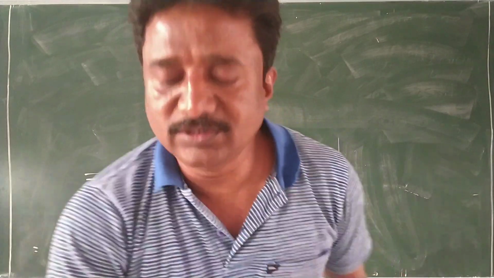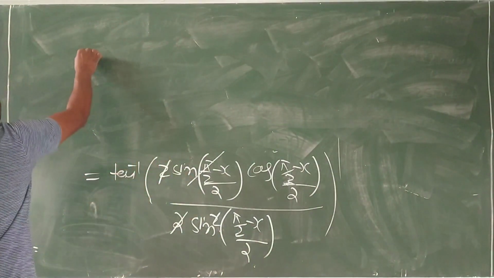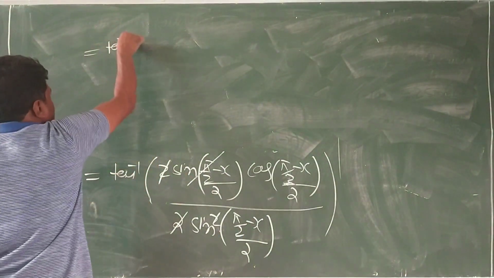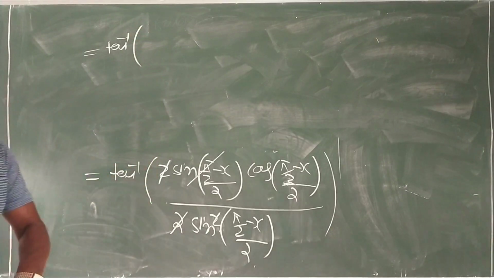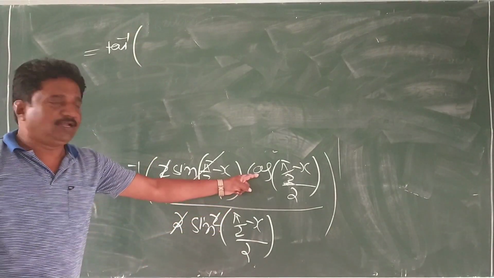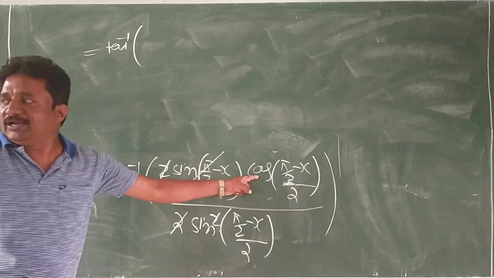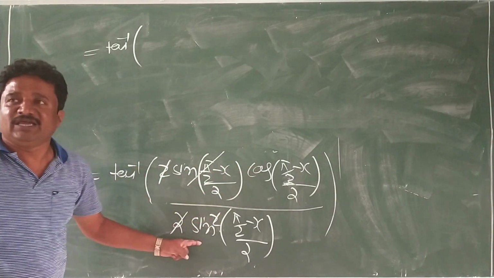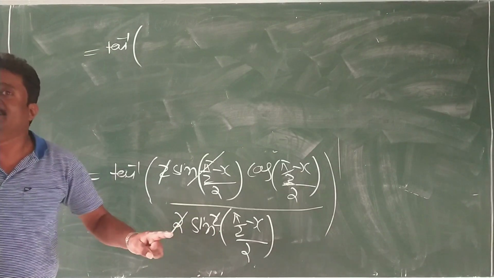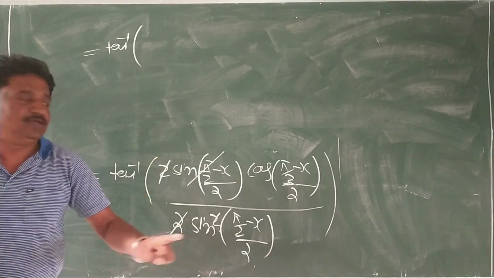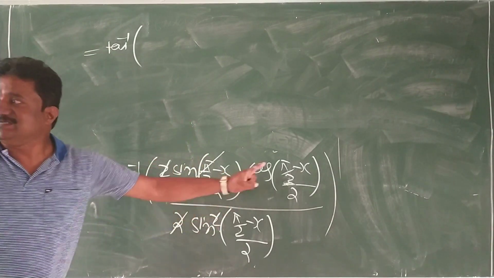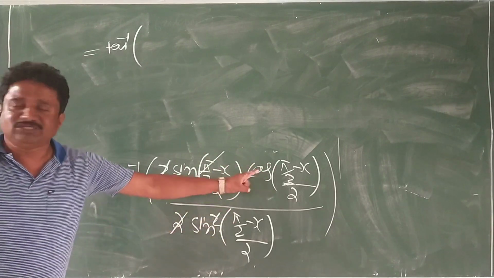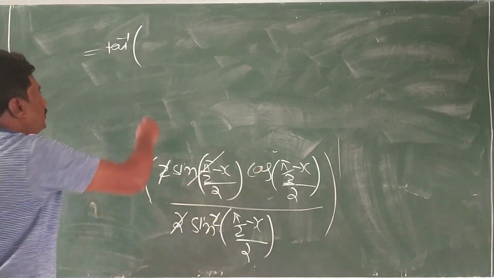So now look at the students. Tan inverse, carefully. Tell me what remains in the numerator. Cos. In the denominator, sin. Cos by sin is cot, not tan. Sin by cos is tan. Cos by sin is cot.